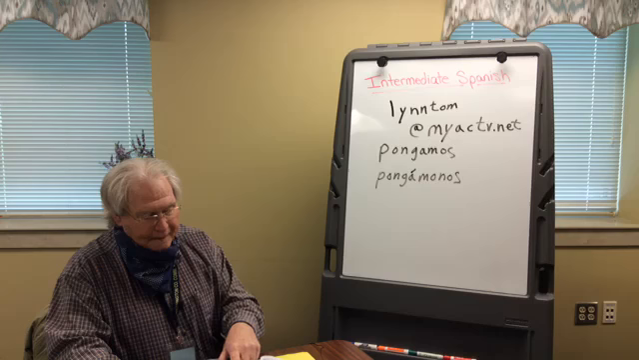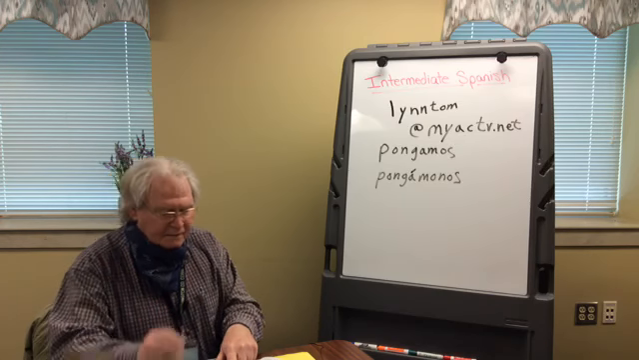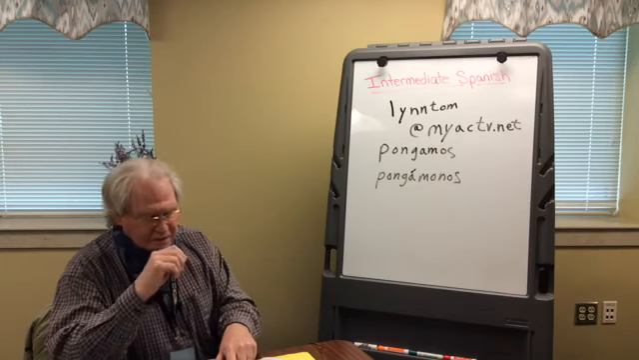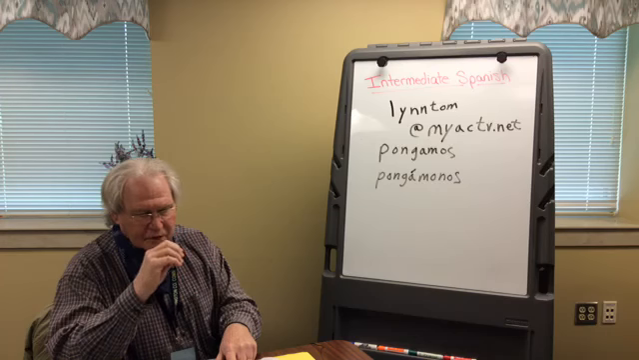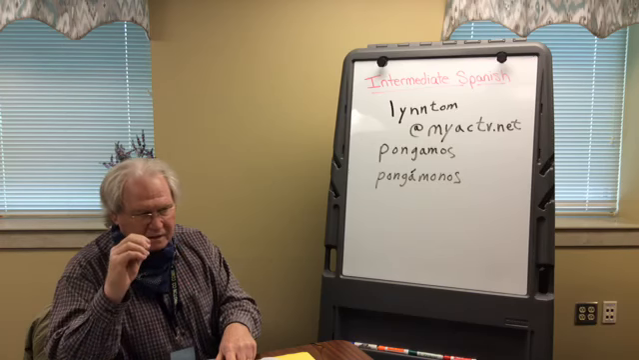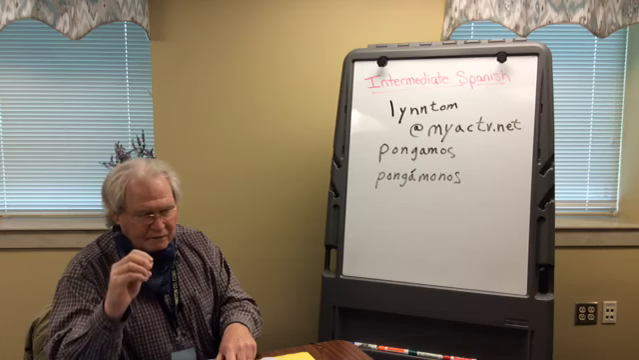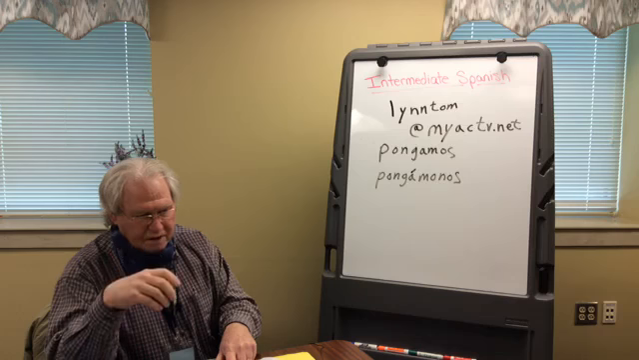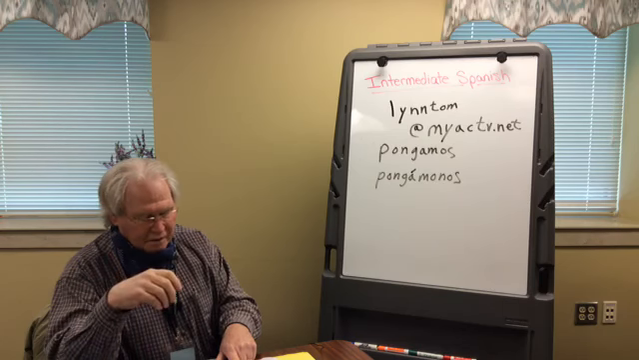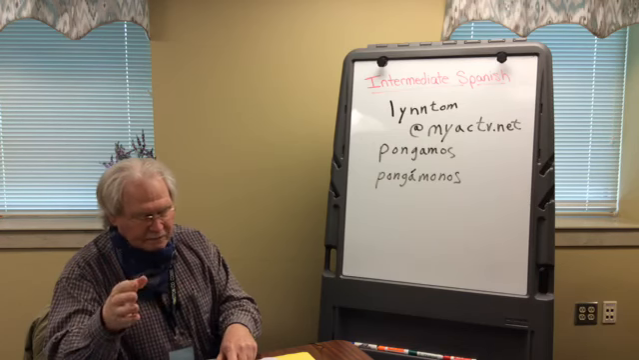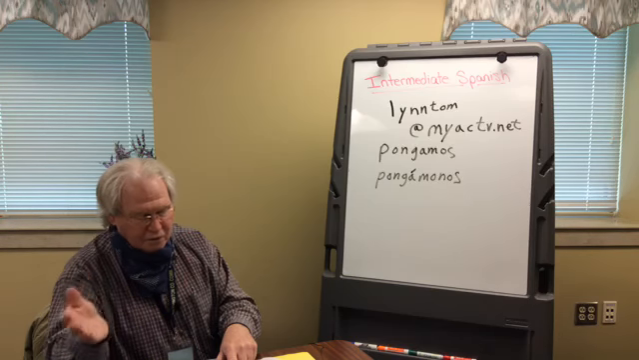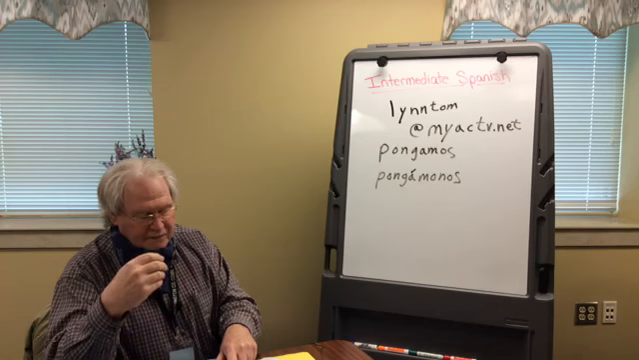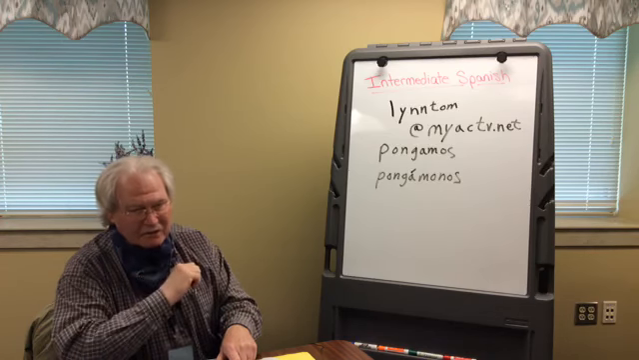Sara, ve al teatro. Now the problem with ve is it is both the form of the verb ir and ver. So you have to use the context. So ve al teatro means go to the theater. If it said ve el teatro, it would be see the theater.